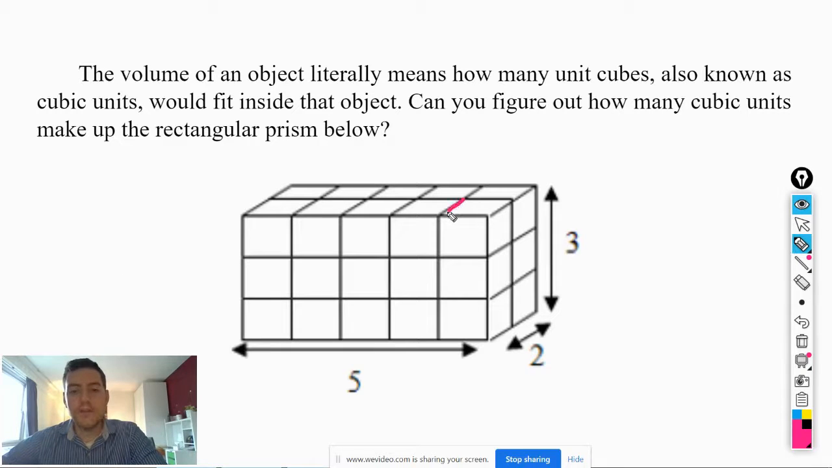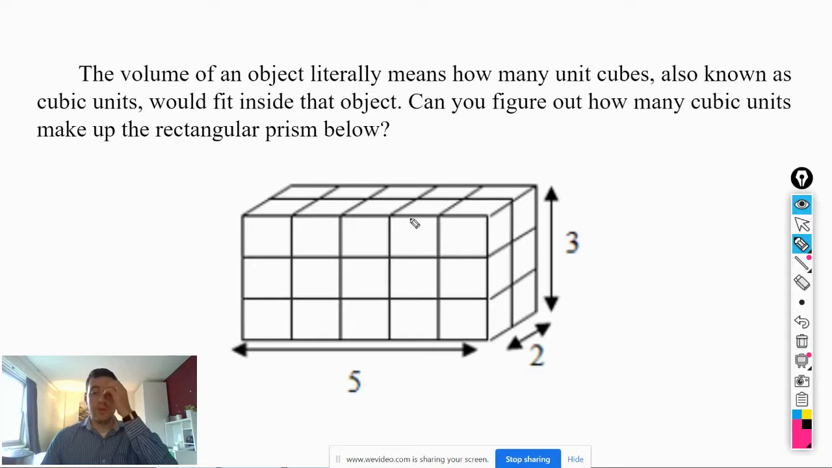Each one of these cubes would be called a unit cube because the length would be 1, the width would be 1, and the height would be 1. So we call this a unit cube or a cubic unit. Can you figure out how many cubic units make up the rectangular prism below?